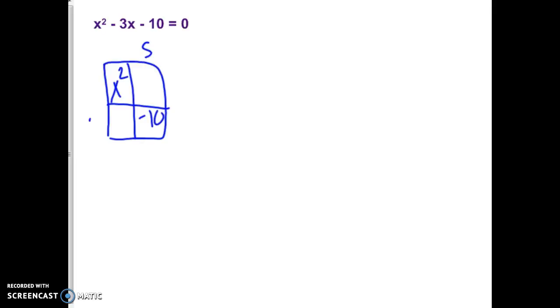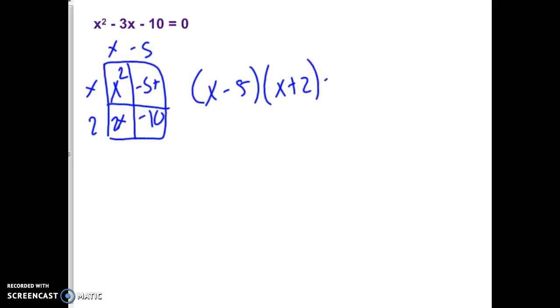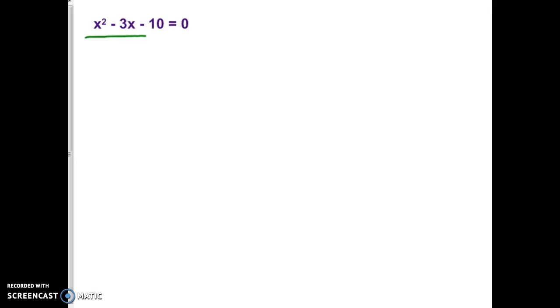So I would say 5 and 2, x and x, a negative 5 and a positive 2. So factored form would be x minus 5, x plus 2, and that equals 0. Now I need to take each factor separately and set it equal to 0: x equals 5, x equals negative 2. Whenever possible, I factor, just because I tend to be faster at factoring.